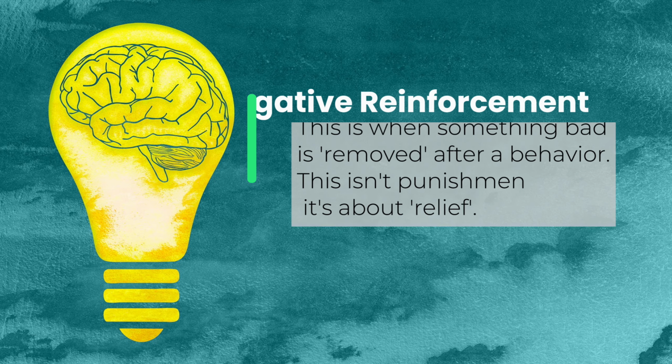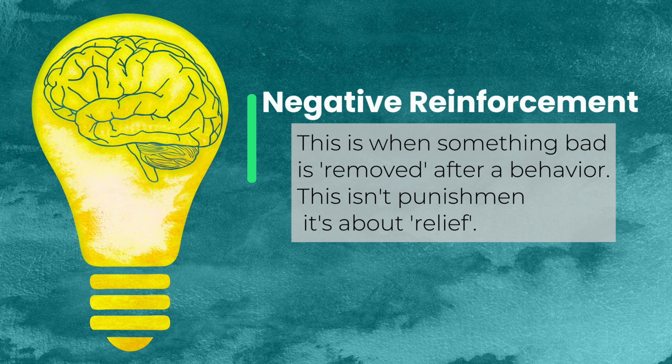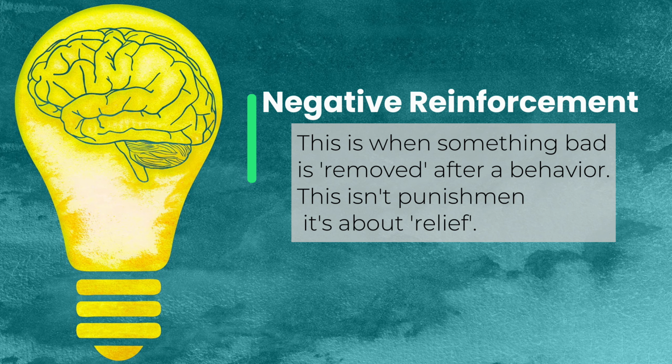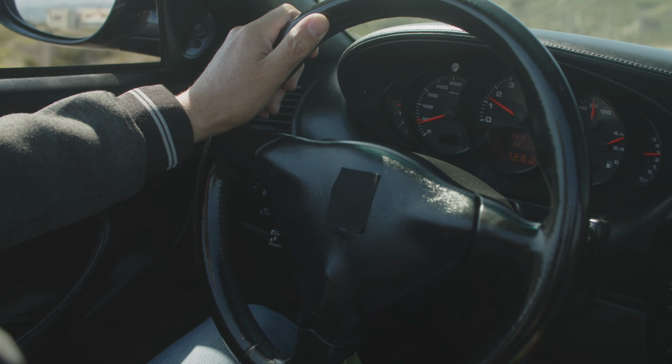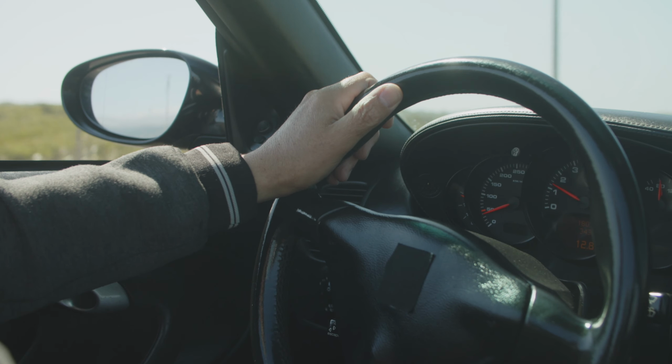But the second type is sneakier and often more powerful. Negative reinforcement. This is when something bad is removed after a behavior. This isn't punishment, it's about relief. Think about the annoying seatbelt alarm in your car. It beeps and beeps until you buckle up.